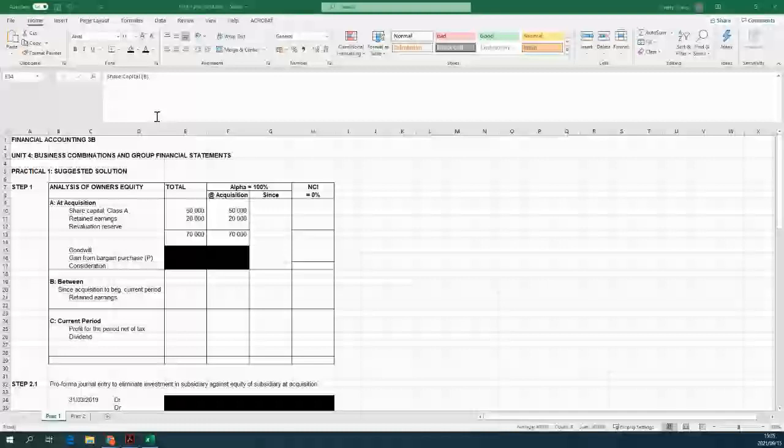Okay. So that answers the first part of the question. We had a look at what was acquired. It was basically the equity in Beta. And then we compared that to the consideration paid, which was 80,000. And this then gave us the goodwill amount of 10,000. Okay. So let me just share the solution quickly.